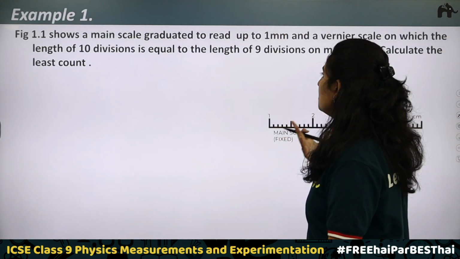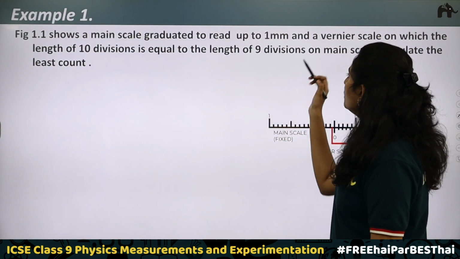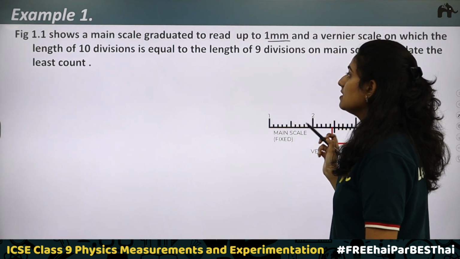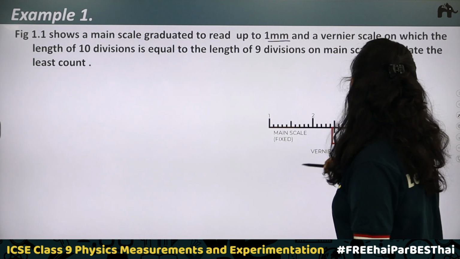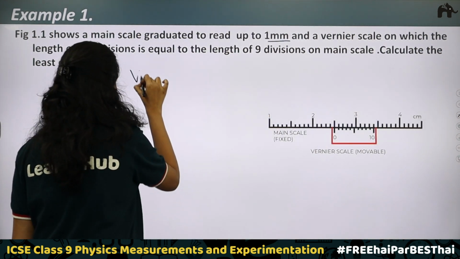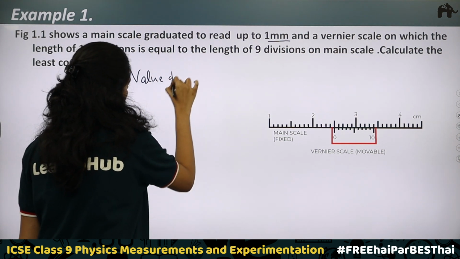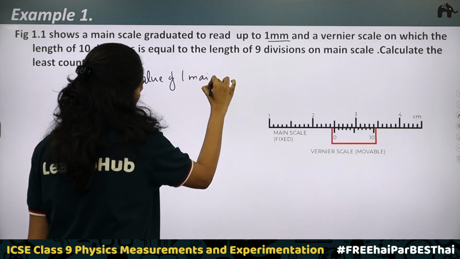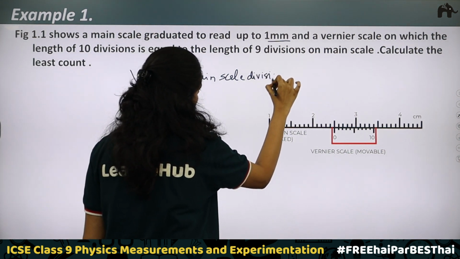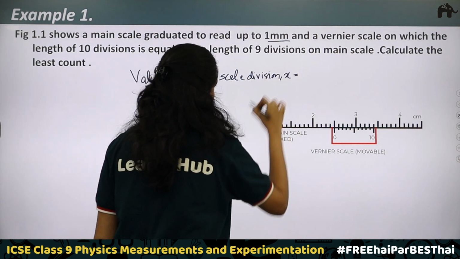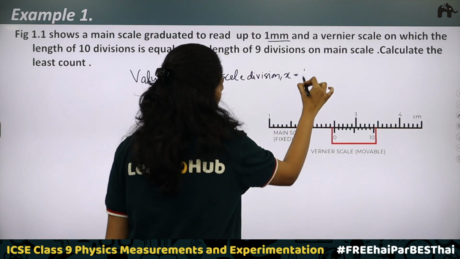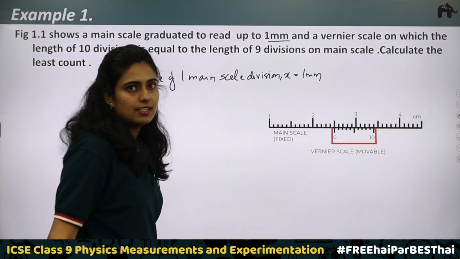Example 1: the figure shows a main scale graduated to read up to 1 millimeter and a vernier scale on which the length of 10 divisions is equal to the length of 9 divisions on the main scale. Calculate the least count. How to find least count? First, we need the value of 1 main scale division. Value of 1 main scale division, which is represented by x, is given as 1 millimeter. Okay, it is 1 millimeter.